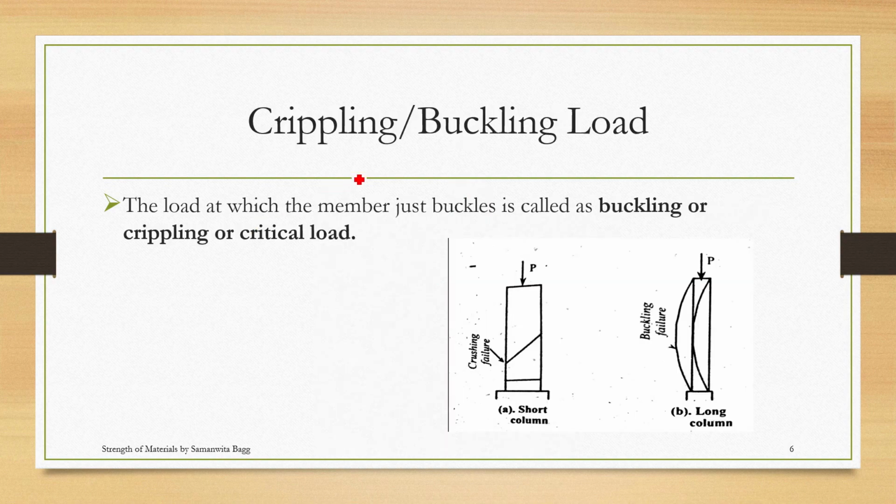Next we'll go to the topic of crippling or buckling load. The load at which the member just buckles is called the buckling or crippling or critical load. Now as we have just discussed, this is say a column. Say for a building there are 4 columns of this sort. These columns will then be connected by a beam, and then you will have your flooring over here and the walls come in this zone.